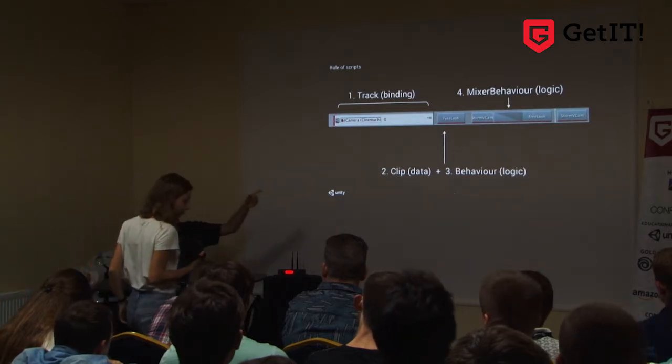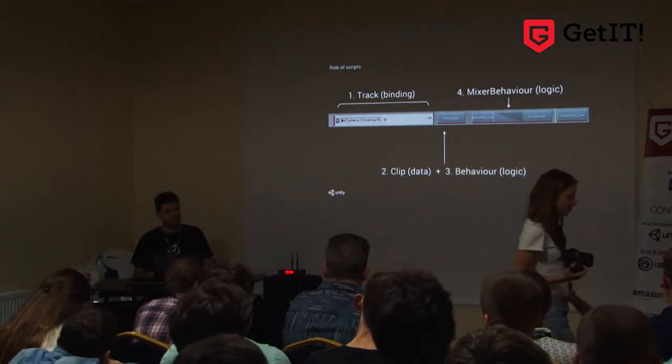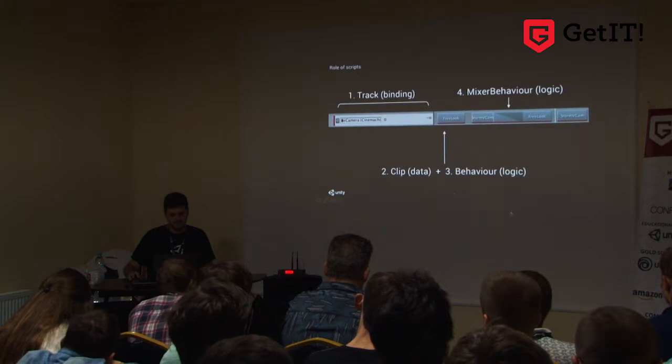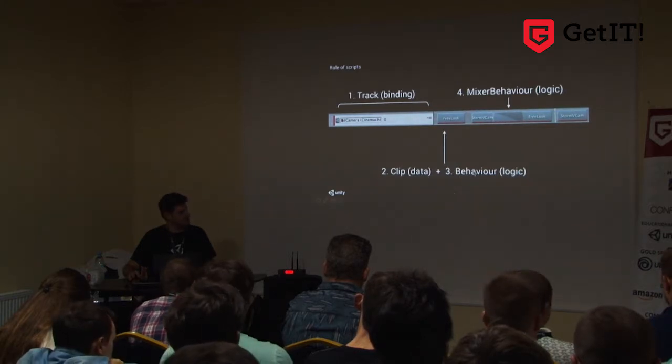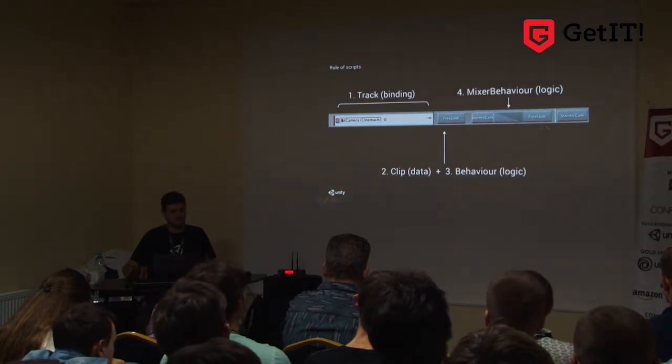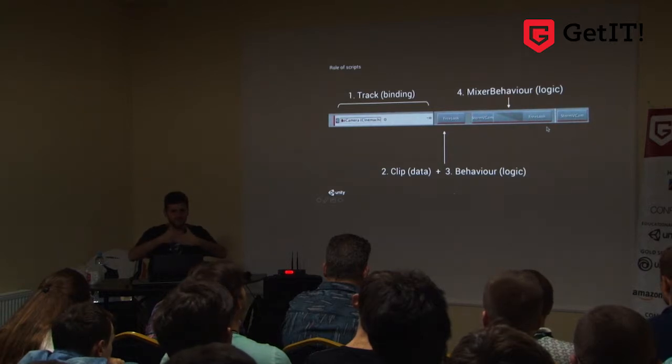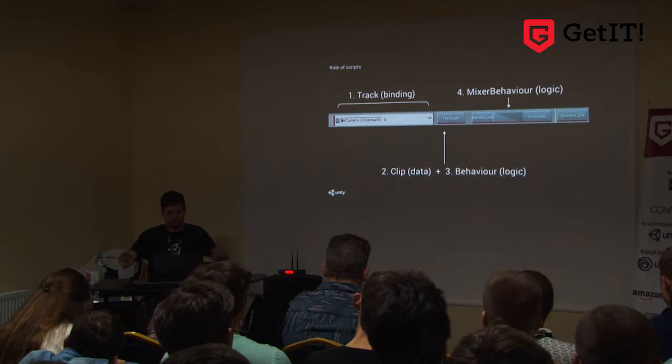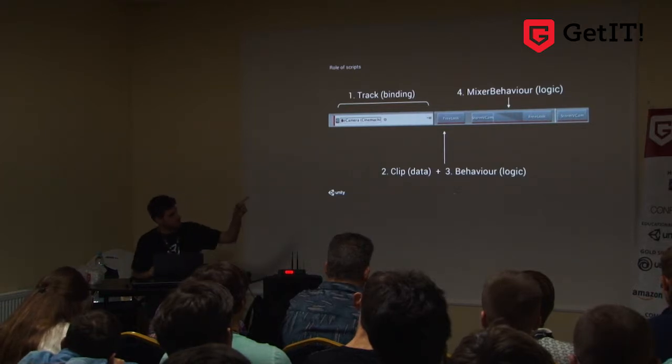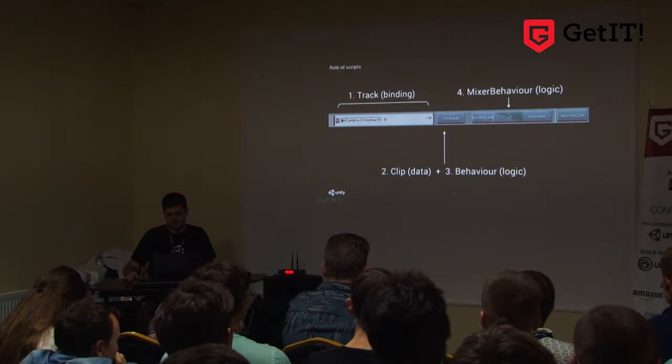The last script is the mixer behavior, and the mixer behavior is very similar to the number 3, the behavior logic. The only thing it does is the mixing. So when you overlap clips, if they blend together, then the mixer behavior is the one that sits on top, and it goes like, okay, you do this, give me the data, I blend it together, and I create the output. But you can also not have the mixer. If you don't want to have blending, then you can ignore this one.